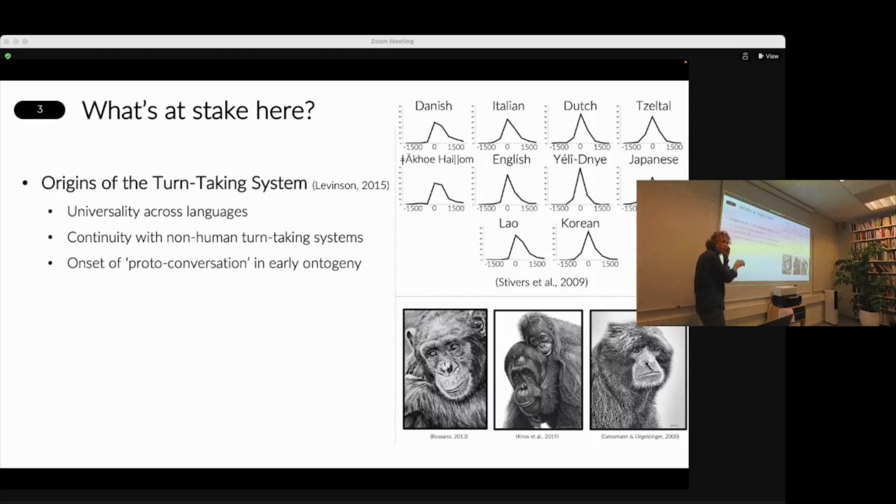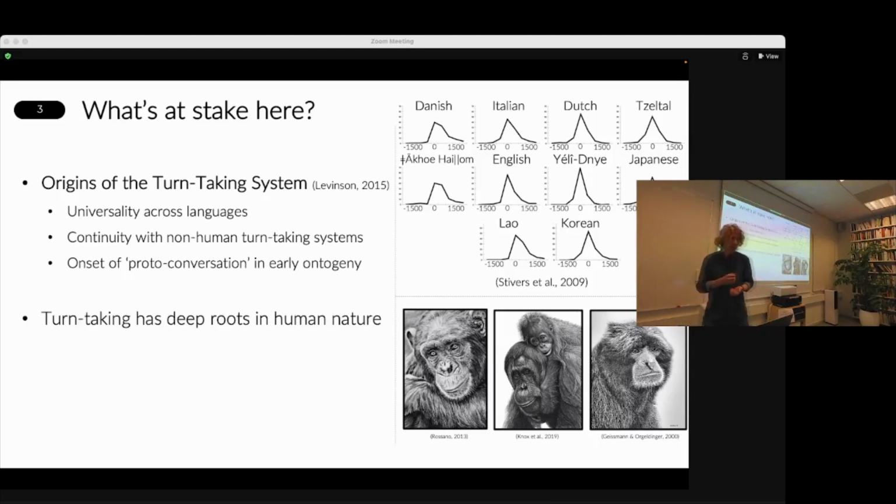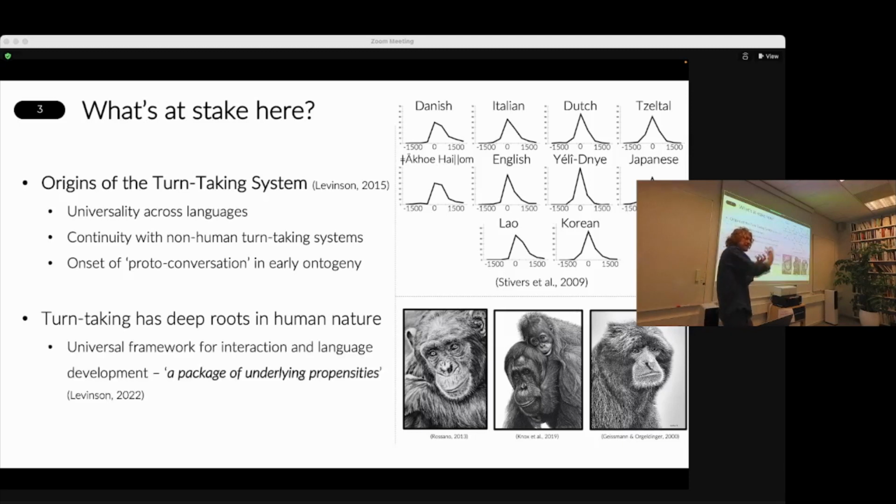And then lastly, we have the onset of proto-conversation in early ontogeny. In early infancy, we find that infants are surprisingly good at turn-taking. That's surprising because it's such a complex feat of cognition, and yet tiny little human infants can do this. So all of this evidence suggests that turn-taking has deep roots in human nature. If it's universal across all distinct languages, and we see it in different species, and early in human development, well, maybe this interactional structure allows language to happen. Maybe the interactional structure is the basis for the communication that we have.